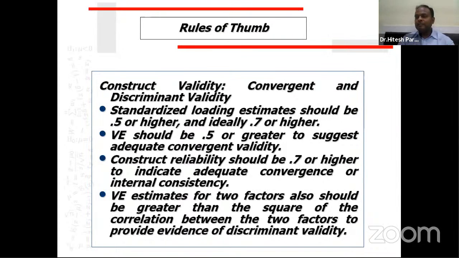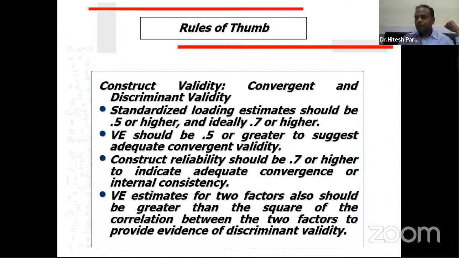So 0.7 square will be 0.49, plus the second factor loading is also 0.7 square, so 0.49, which gives 0.98, and dividing by the number of items. So there are 2 items. So roughly you will get an answer of 0.49 only.